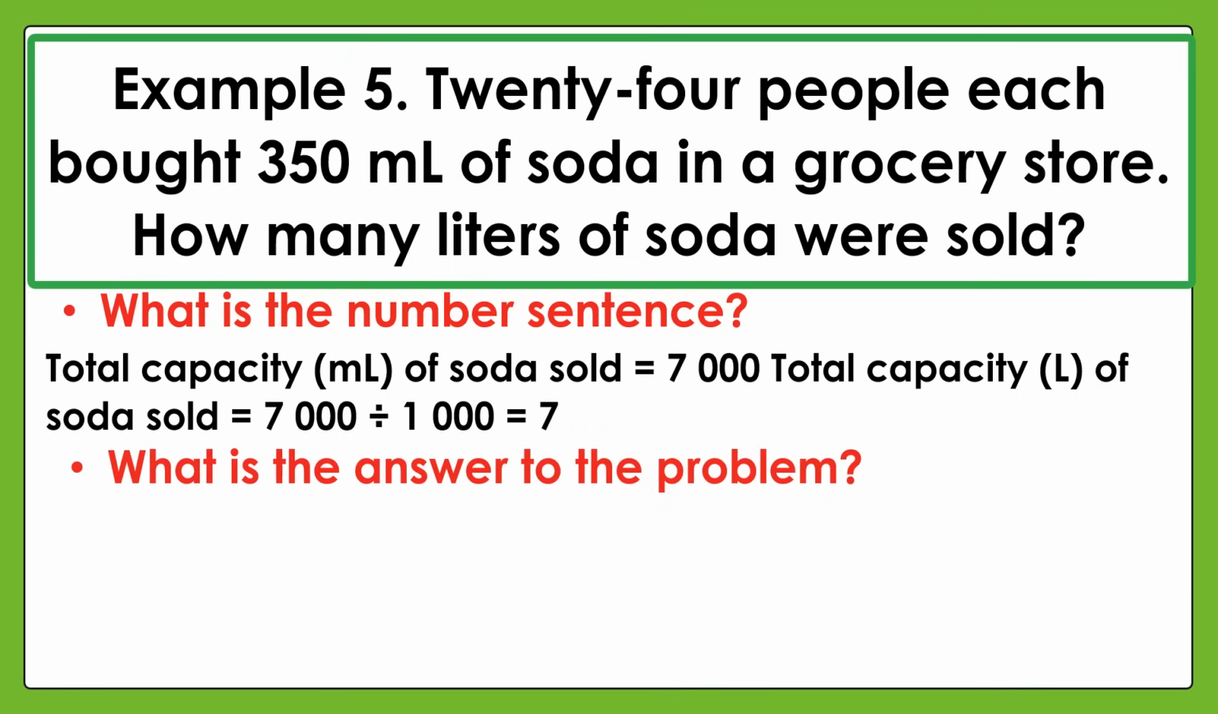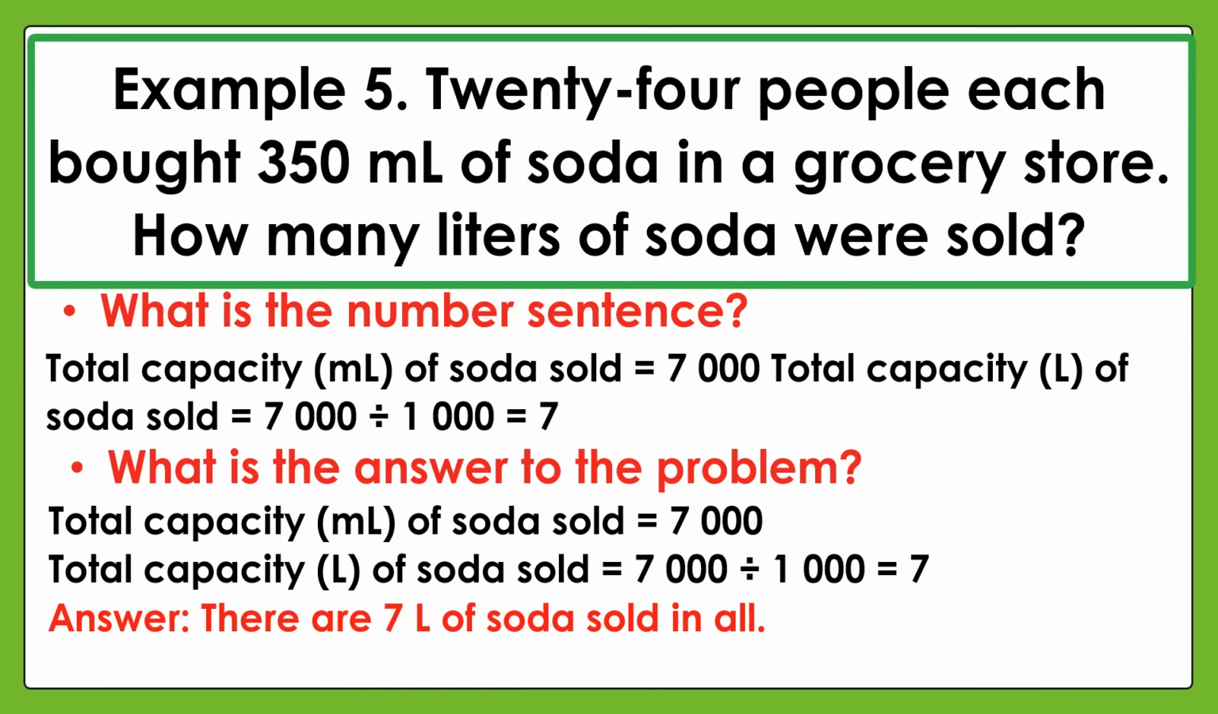Fourth, what is the answer to the problem? Total capacity of soda sold is 7,000 ml. Total capacity of soda sold is equal to 7,000 divided by 1,000, which is equal to 7. The answer is there are 7 liters of soda sold in all.